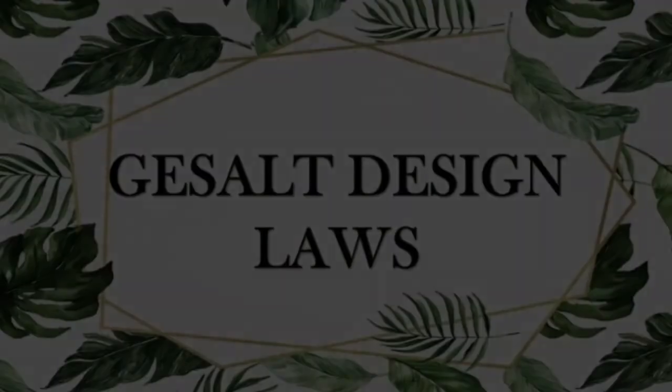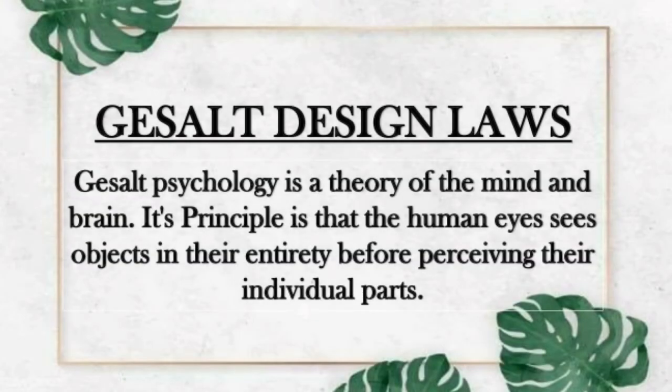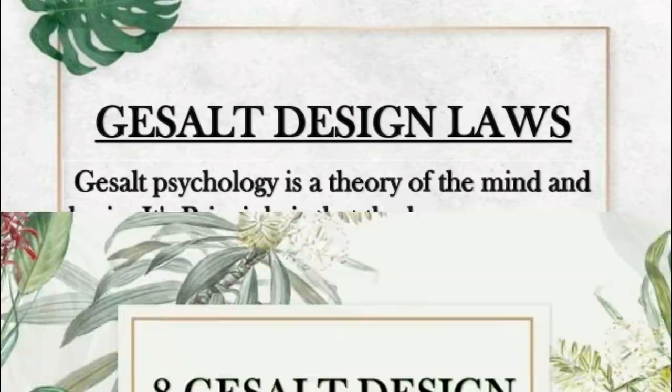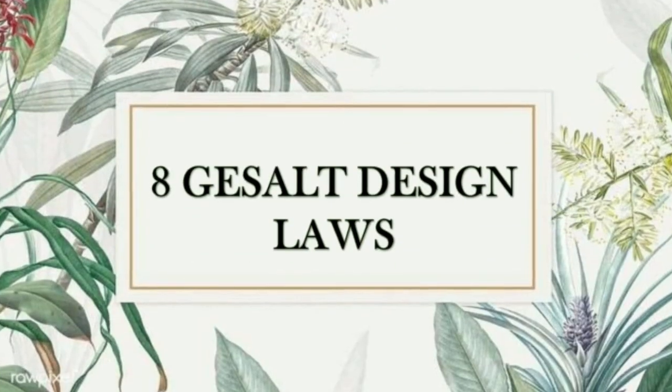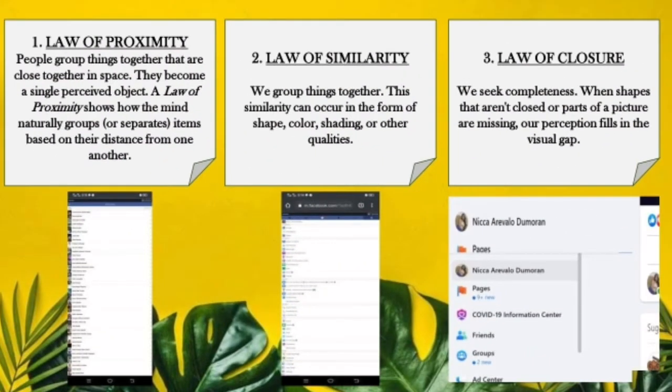Gestalt design laws. Gestalt psychology is the theory of the mind and brain. Its principle is that the human eye sees objects in their entirety before perceiving their individual parts. Law of proximity is when people group things together that are close together and they become a single perceived object, which means that the elements are the same but still look separate from one another. So it is stated from the PowerPoint presentation that we made.